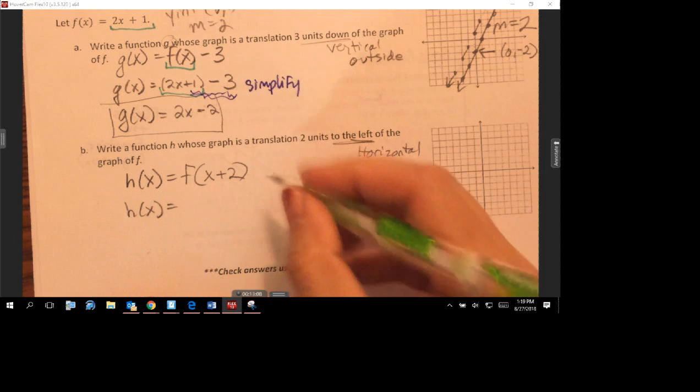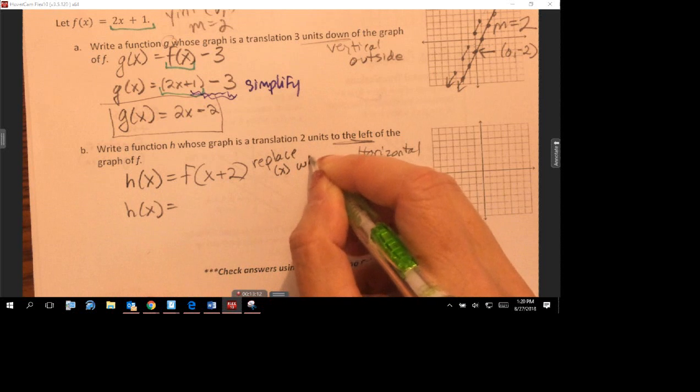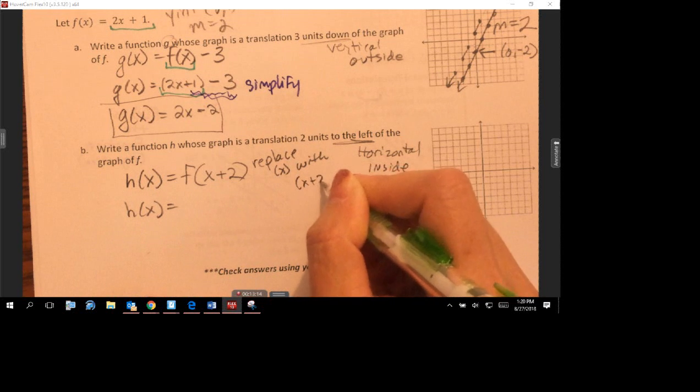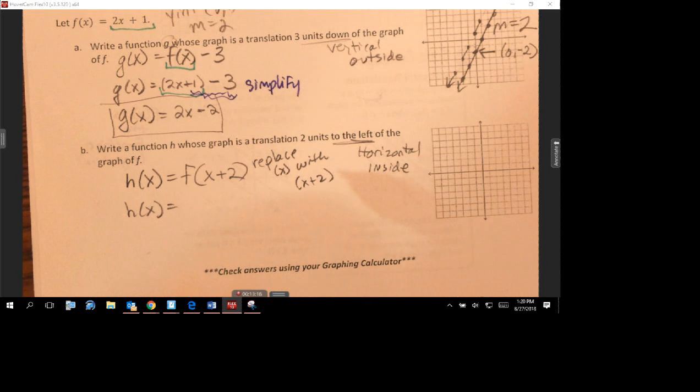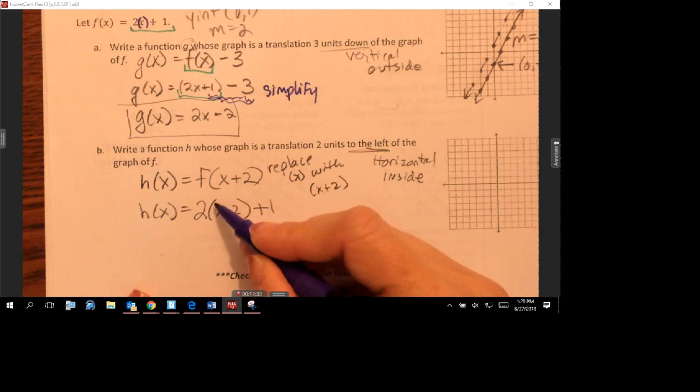So this says to replace x with x plus 2 in the f equation. Replace x with x plus 2. That's what it says. So in the f equation, I'm going to do 2 parentheses x plus 2 plus 1. So wherever there was an x, I made it an x plus 2. Do you see that right here? Wherever there was an x, I made that an x plus 2.